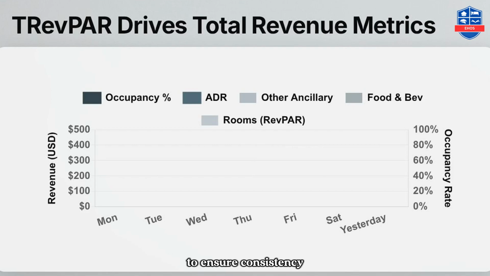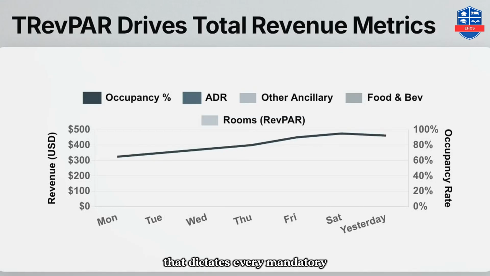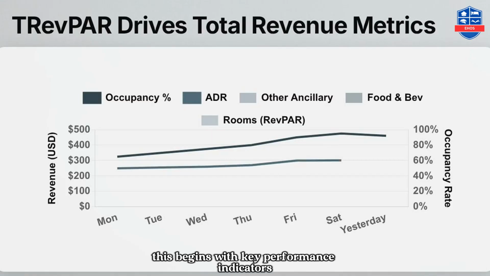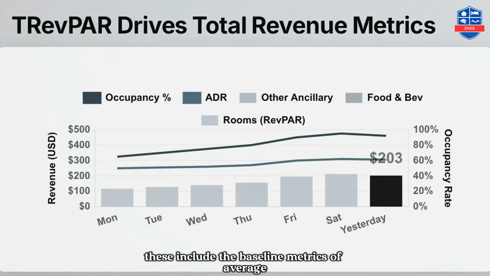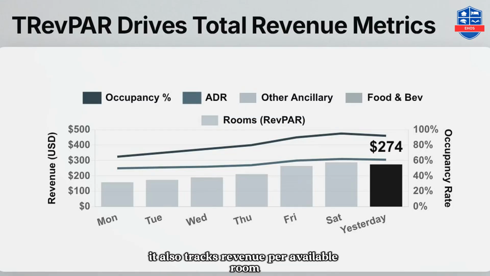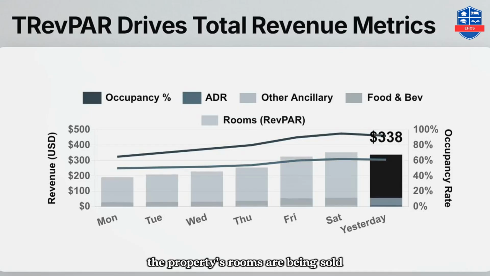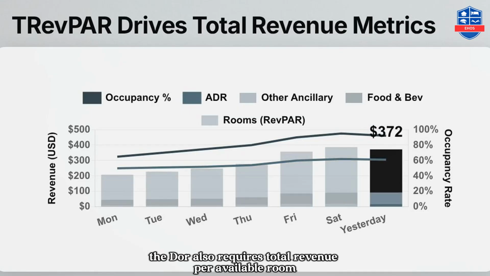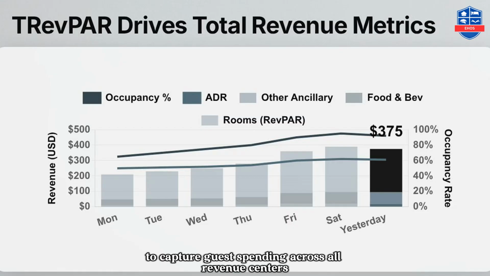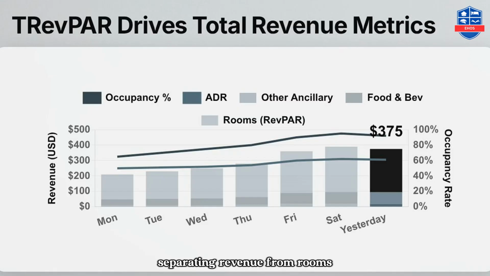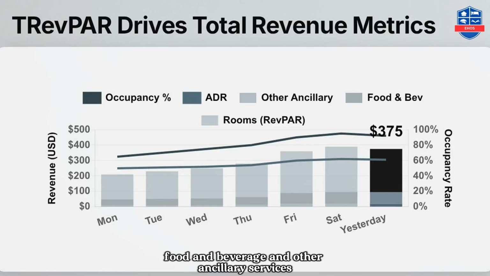To ensure consistency, the Director of Finance establishes a strict standard operating procedure that dictates every mandatory data point the report must contain. This begins with key performance indicators, or KPIs. These include the baseline metrics of average daily rate and occupancy percentage. It also tracks revenue per available room, which provides a snapshot of how efficiently the property's rooms are being sold. The DOR also requires total revenue per available room, or RevPAR, to capture guest spending across all revenue centers. Finally, the KPI module provides a departmental breakdown, separating revenue from rooms, food and beverage, and other ancillary services.